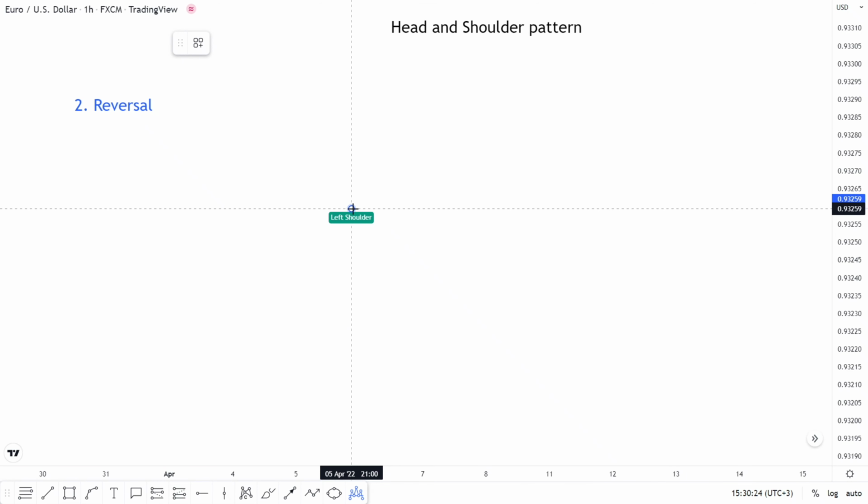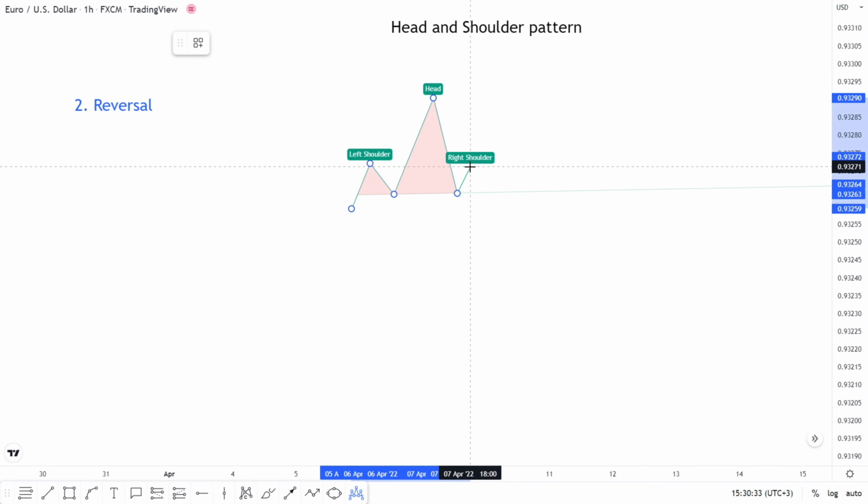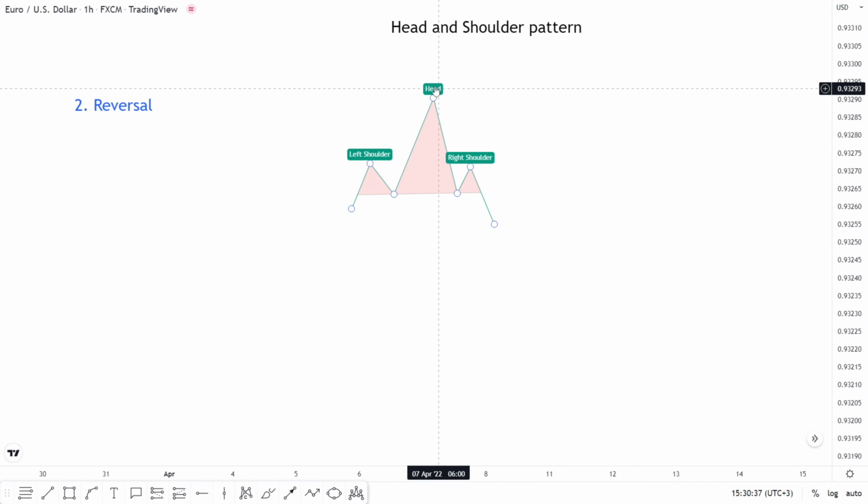So it's basically derived from the human body, where you have a head and two shoulders. This is how a head and shoulders pattern looks like, something like that. So you have your head, then you have two shoulders, a left one and a right one. Let's see how you apply this on the market.